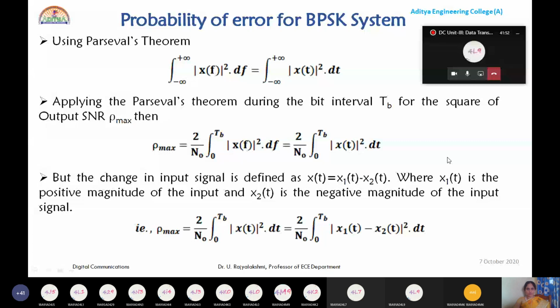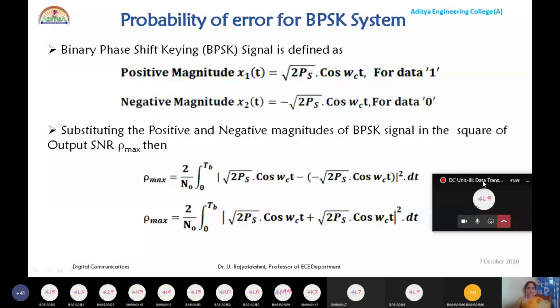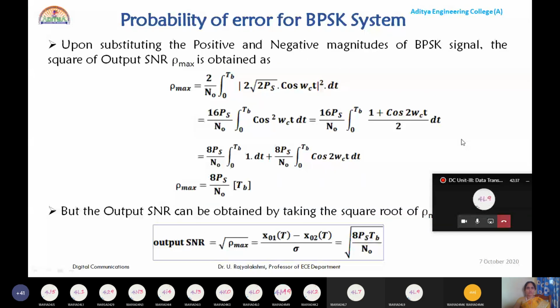In the square of output SNR, we'll take the BPSK signal, which is defined as root 2 PS cos omega CT for data 1 and minus root 2 PS cos omega CT for data 0. Then we substitute that in the square of output SNR equation. By integrating that, as the low pass filter does not allow high frequency components, cos omega CT is neglected.